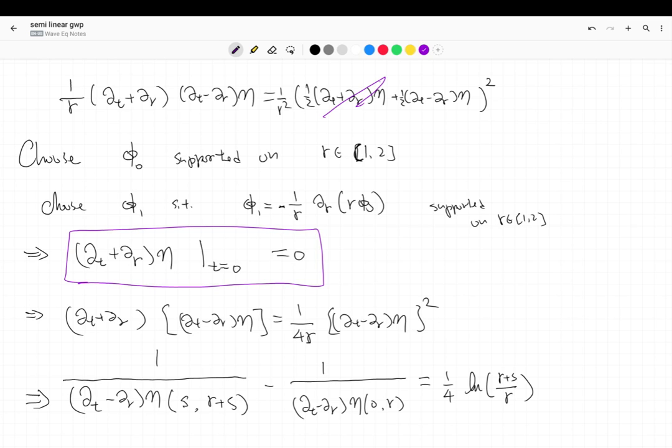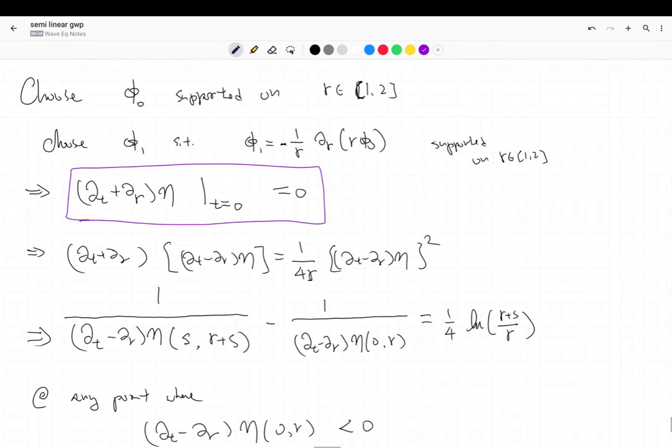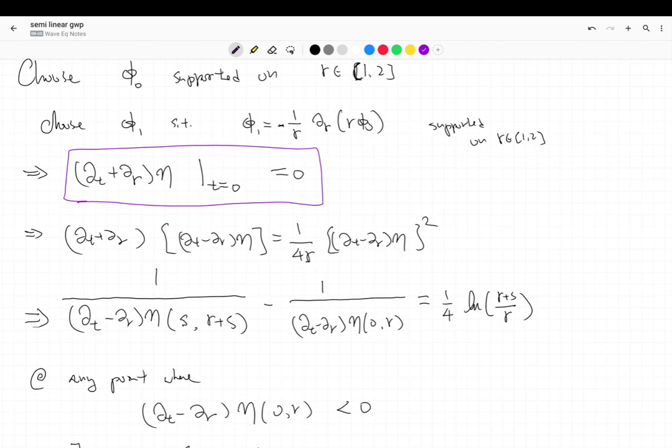So this is an ODE for (∂t minus ∂r)η, and you can solve it. This is a very simple ODE. You can actually solve that. This tells you that 1 over the quantity (∂t minus ∂r)η, minus 1 over (∂t minus ∂r)η at the initial value, is equal to 1/4 the natural log of (r plus s) over r. This is just solving the ODE.